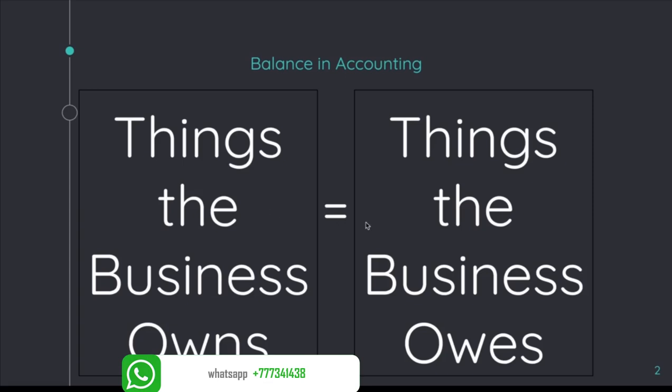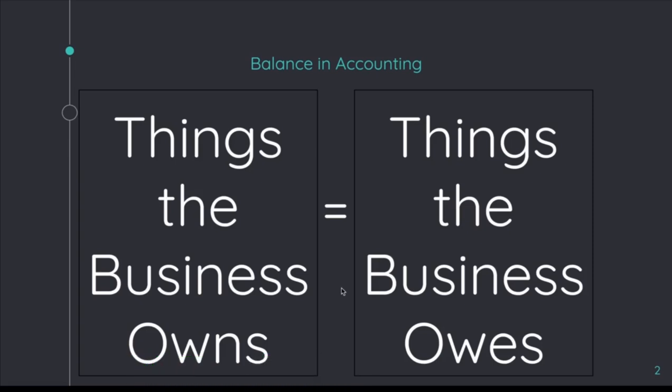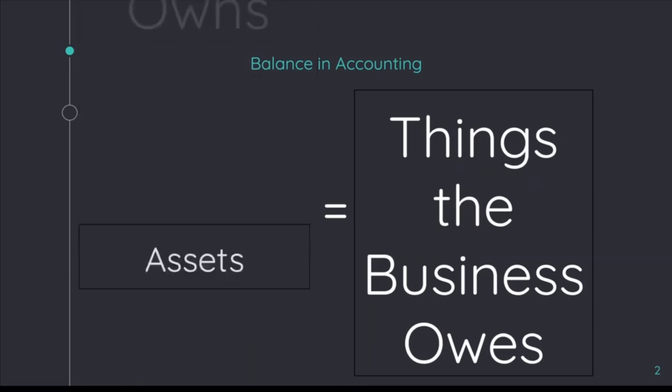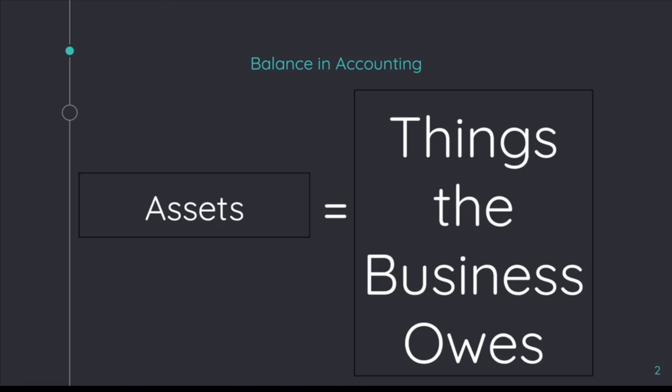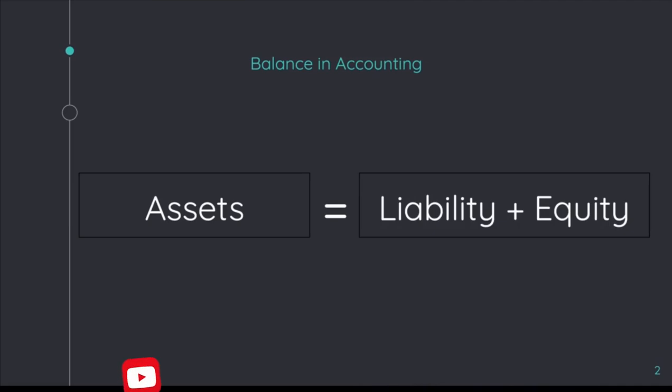Now that we have that set straight, we can redefine some of these terms. The things that the business owns are also known as assets. The things that the business owes is split into liabilities and equity. Liabilities are what a business owes to other people, while equity is what the business owes to its owners. So here you have it. This is the accounting equation. No matter how much a business has in assets, its liability plus equity will always be equal to the same amount.